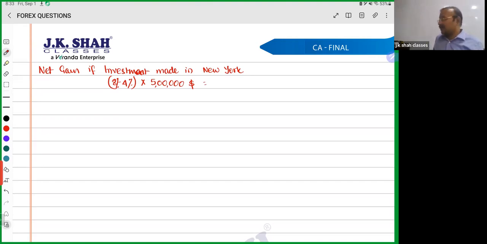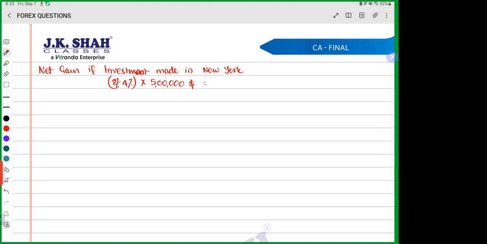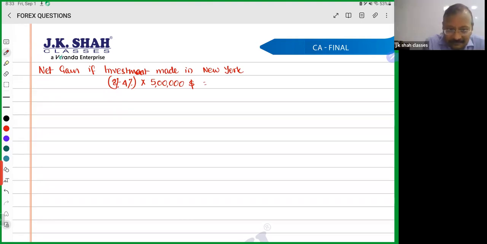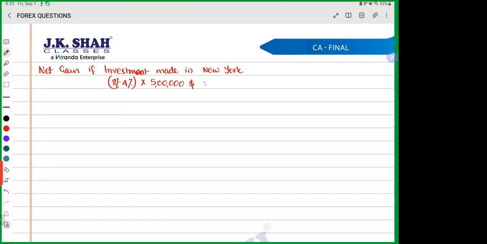Yaar, please run this AC, yaar. Arey, please turn on the AC. No, how did you find out 3231? Sir, I found the gain first in US dollars. Hmm. So 8% minus 4% of $5 lakh is $5,000.